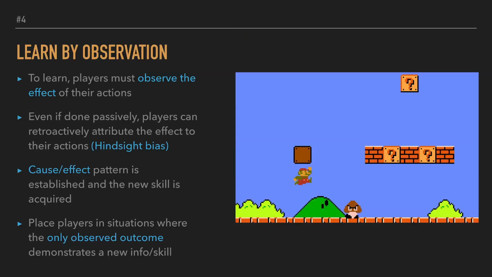The other part, that was active learning by playing, but there's also the passive play, the observation. And this is a trick that we can pull off, and other games do it very well, either by mistake or by chance. Players must observe the effect, just like we saw with the splitting. You split, you open the door.